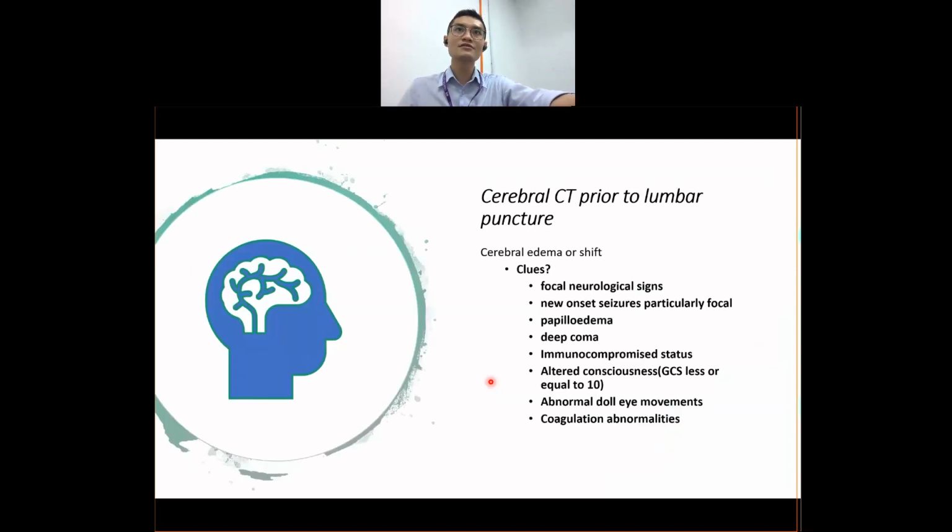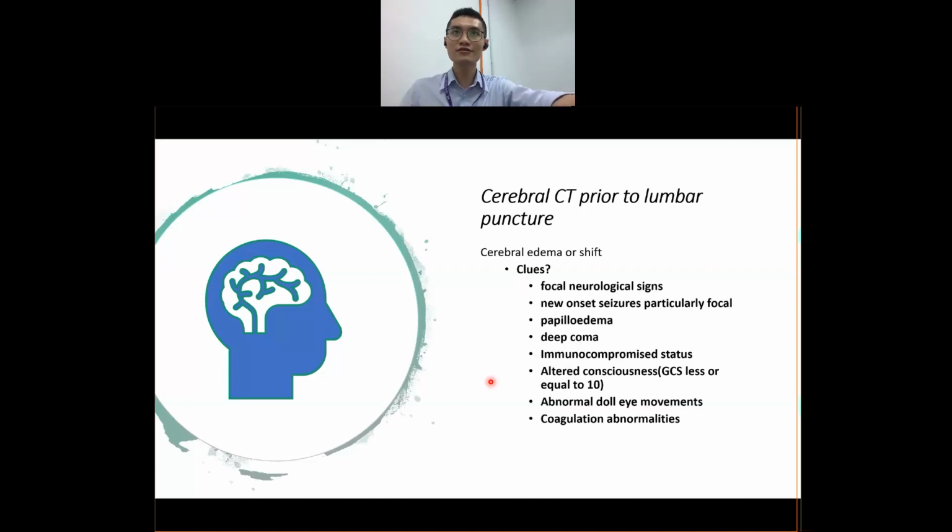Sometimes the doctors are a bit cautious in doing lumbar puncture. Because if there is a space occupying lesion in the brain, and you do a lumbar puncture suddenly, it can cause cerebral herniation. So you need to think twice when you have red flags that could suggest very elevated intracranial pressure or a space occupying lesion in the brain. So, what are the clues?